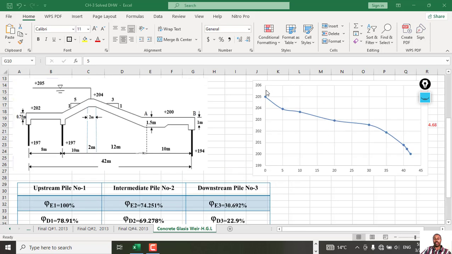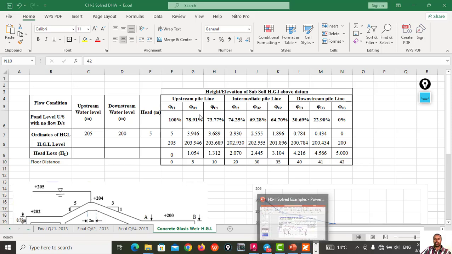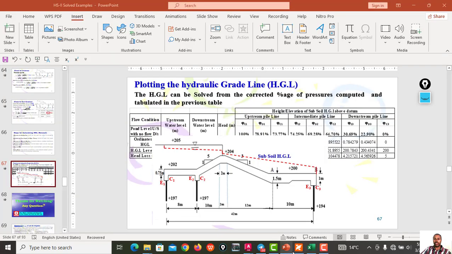So this is already completed, and the profile can be drawn here. Just the floor distance, you have this one. Then finally you can arrive at the solution. Clear? So this is how to calculate the hydraulic grade line.